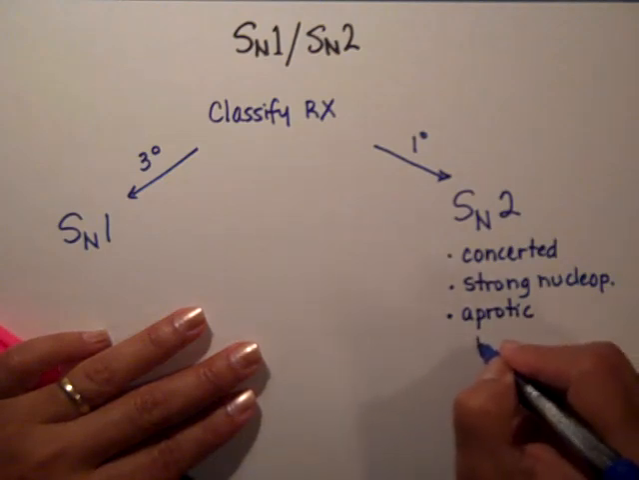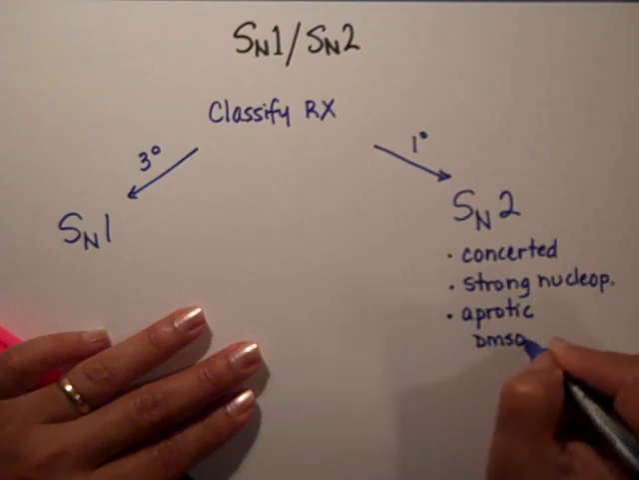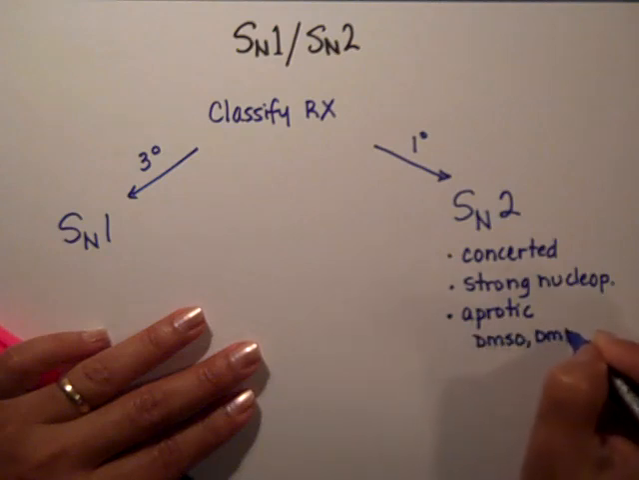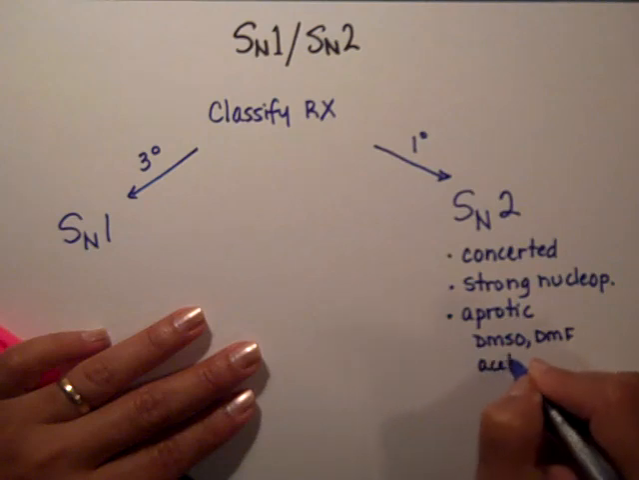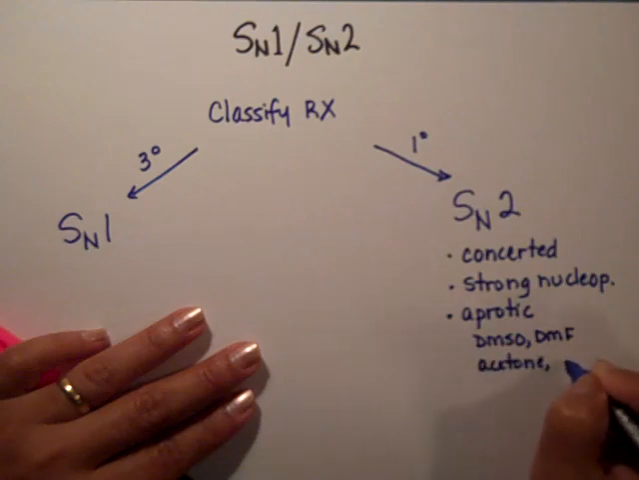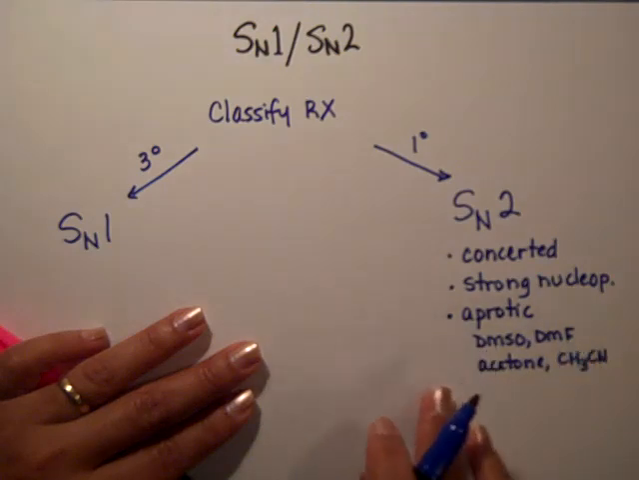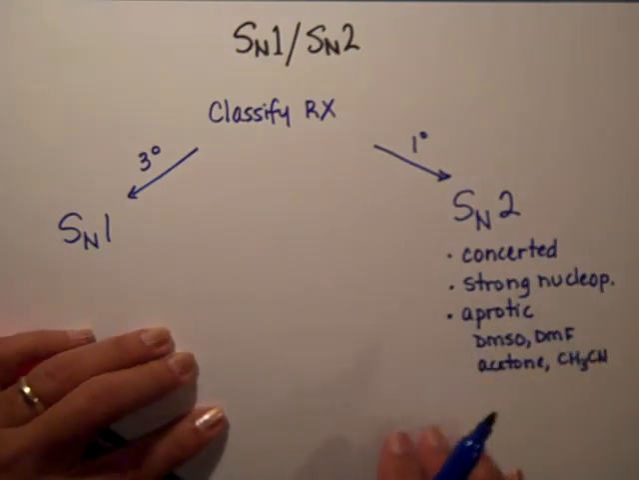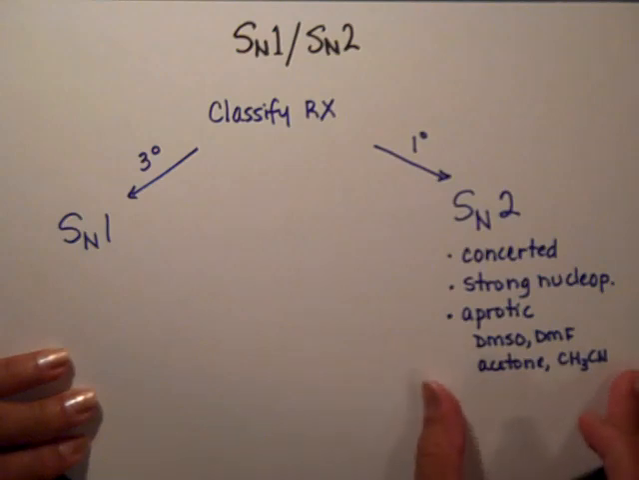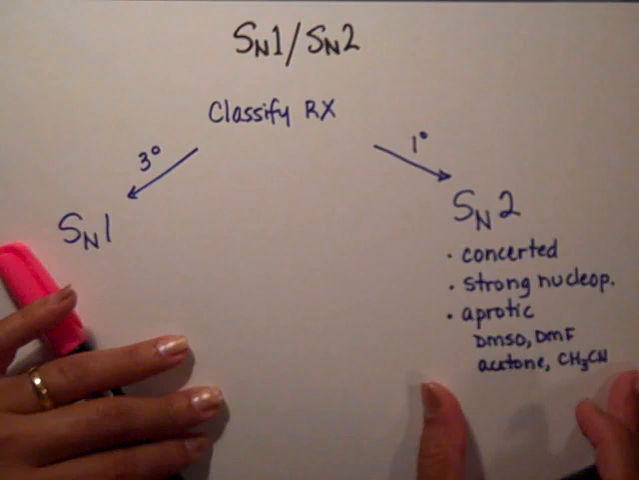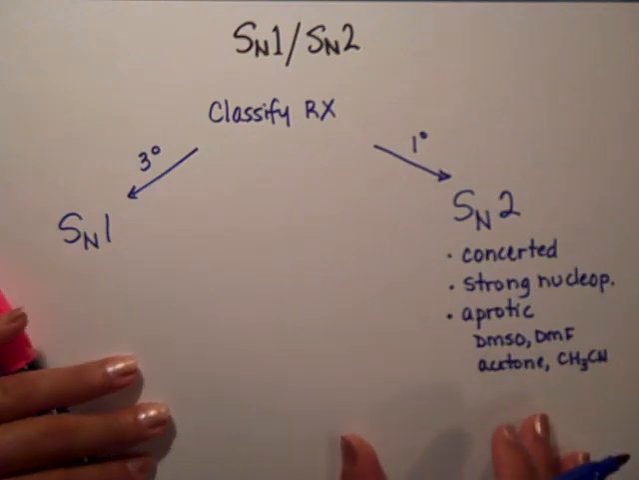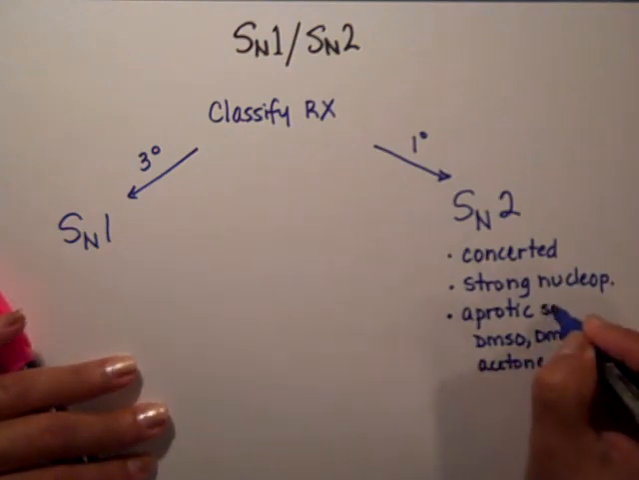So we have DMSO, DMF, acetone, and we also have acetonitrile, CH3CN. So those are our favorite aprotic solvents. There are more aprotic solvents. As long as you don't have a partial positive hydrogen, then you have an aprotic solvent. I forgot to put solvent here.